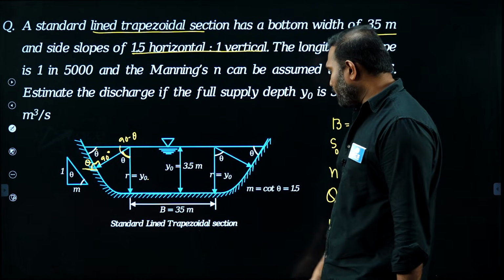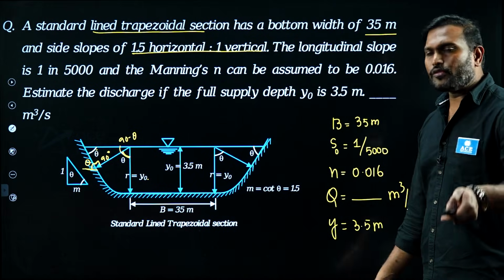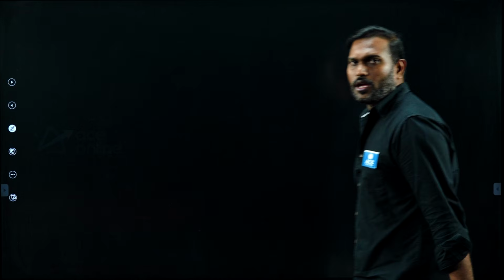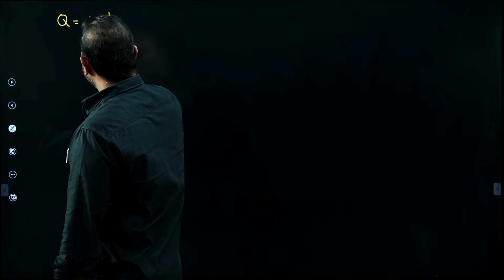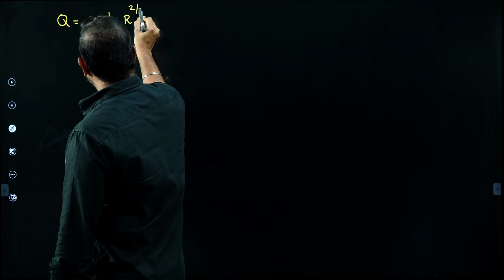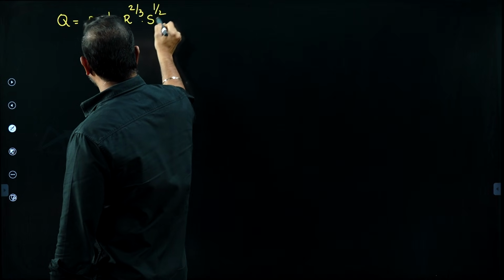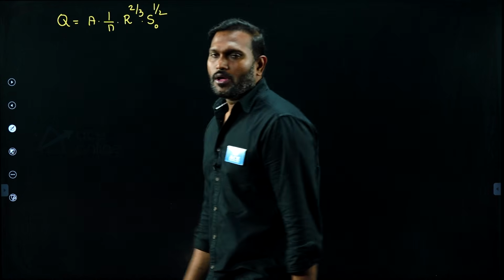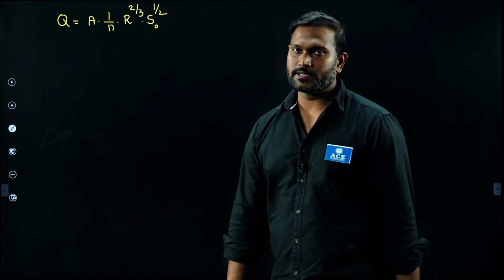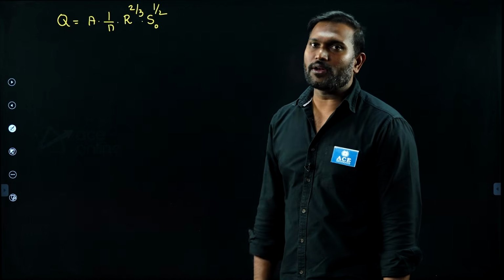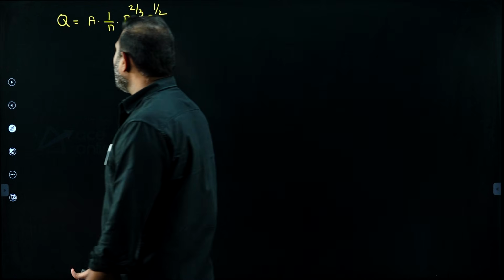Now what you need to find out is discharge. So to find out discharge, what to do? As per Manning's equation, Q is equal to A into 1 by N into R to the power of 2/3 into S to the power of 1 by 2. Now I know N, I know S0. I need to find out the area and the hydraulic radius. So to find out the area and hydraulic radius, first, what is the area?